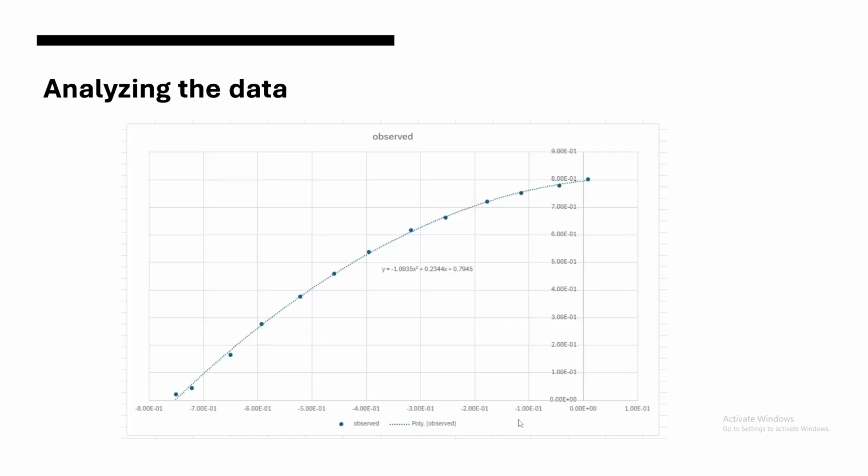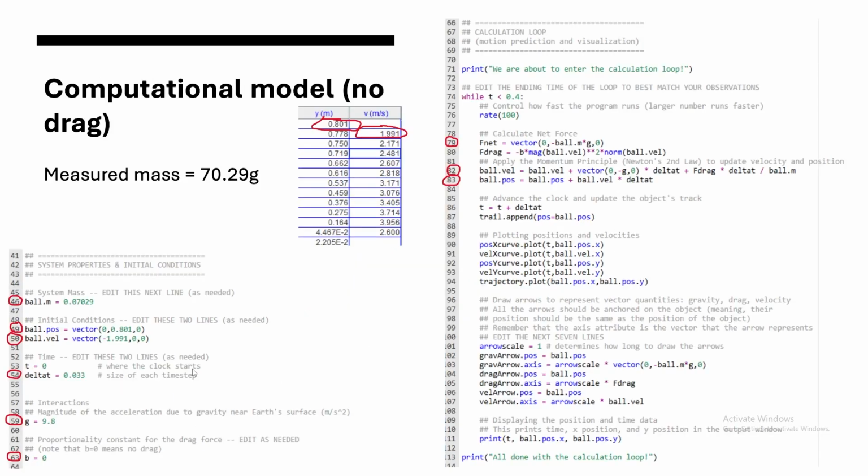So using these data points we got from Tracker, we can plot them on a chart to see the ball's trajectory right here. Then we can compare the results of the computation models to this line and see how accurate they are. So here's our code for the computational model, which only takes into account the gravitational force acting on the paper ball by the Earth. Using our initial velocity and position values we get from Tracker, along with our measured mass of the paper ball, we can input these values into our code, which will output another set of data points of position, which we can then compare to the observed data points.